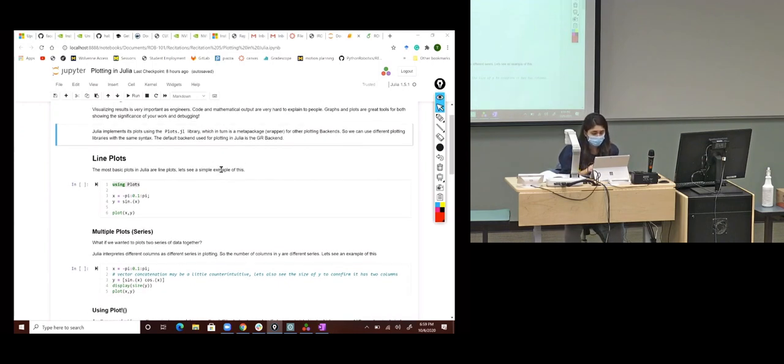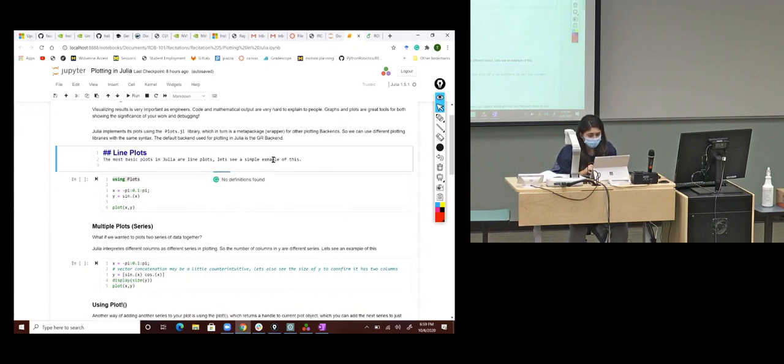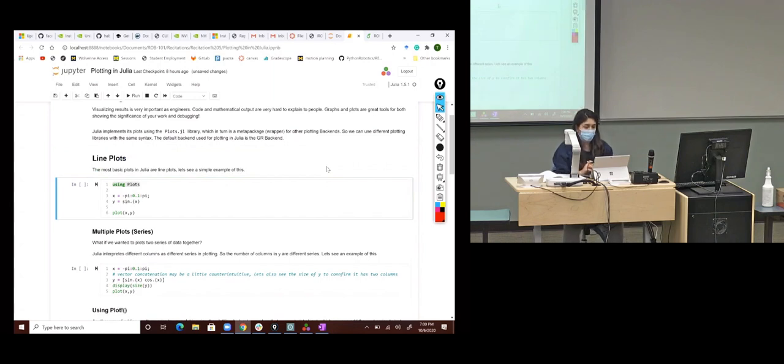There's different ways of doing this. There's different backends, and I encourage you to go to their website. But the one that we're going to use is the GR backend, which is what we've used for project 1. It is the most commonly used backend, and it is also the default backend. Well, how do I know that?